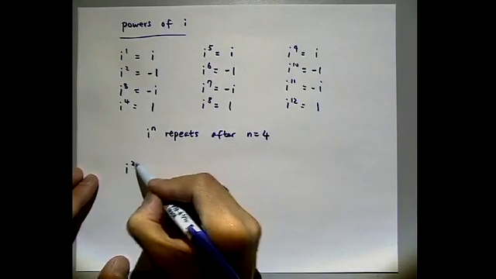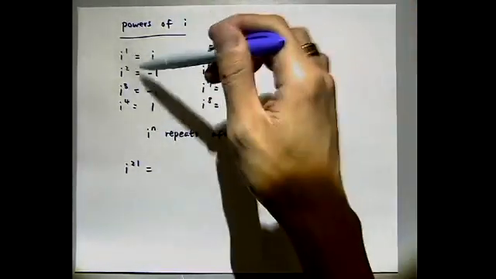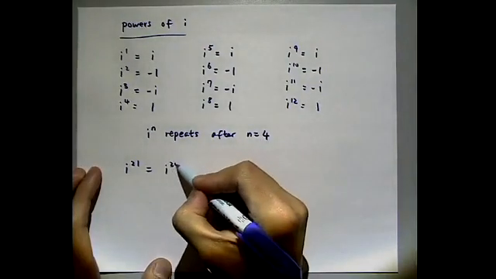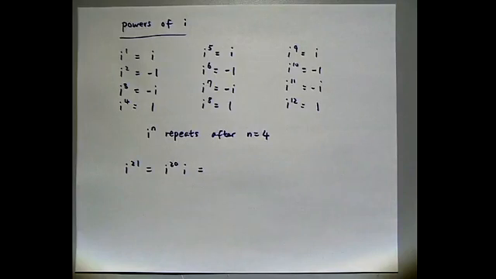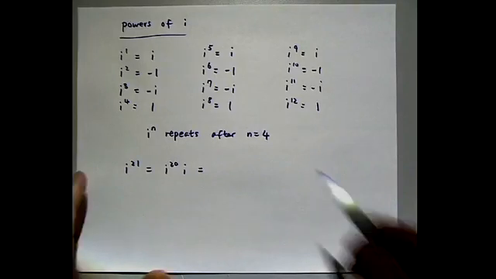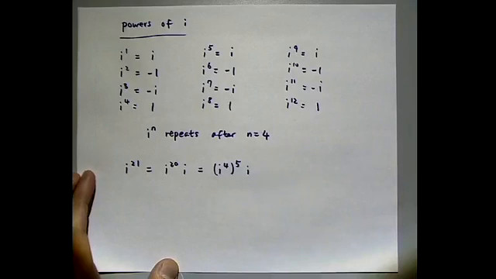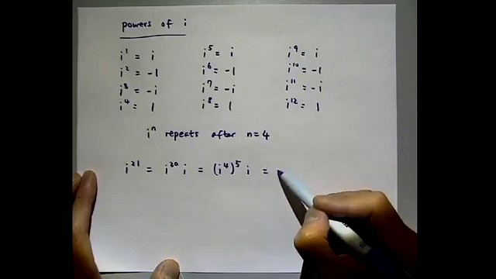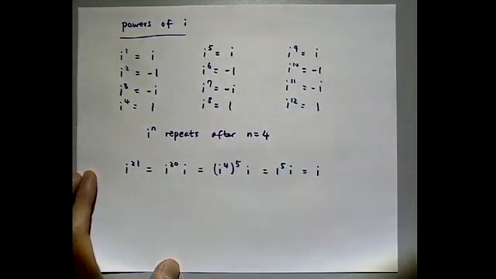So if you ever want to find the 21st power of i, you could keep counting this 21 times, 1, 2, 3, 4, 5, 6, 7, 8, 9. You can do that, that's fine. Or you can be a little bit smarter about what you're doing here. Think of it as i to the 20th times i to the 1st. And i to the 20th is i to the 4th to the 5th. But we know i to the 4th is 1. So this turns into i, right?